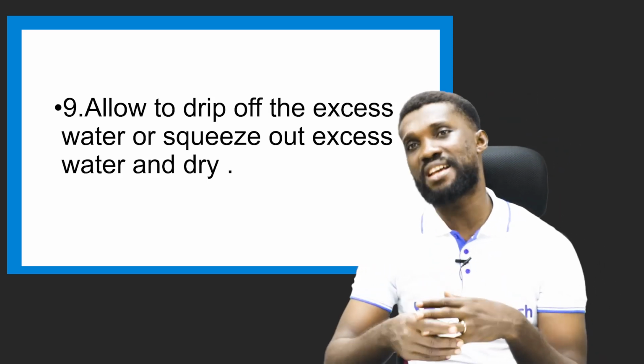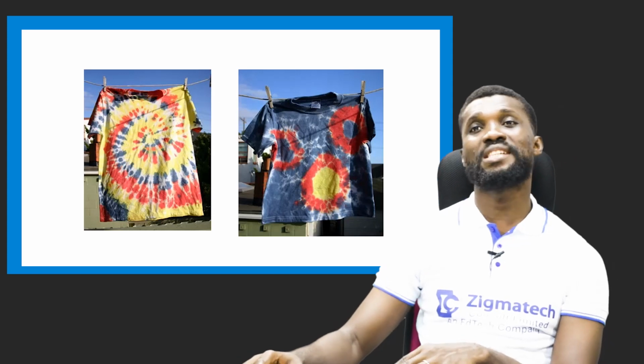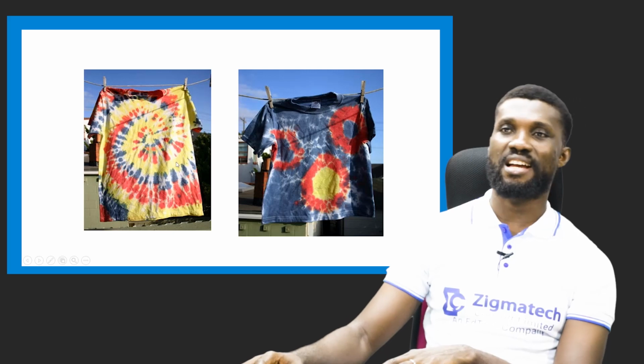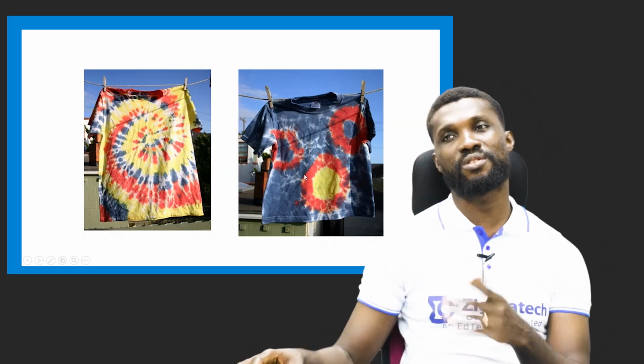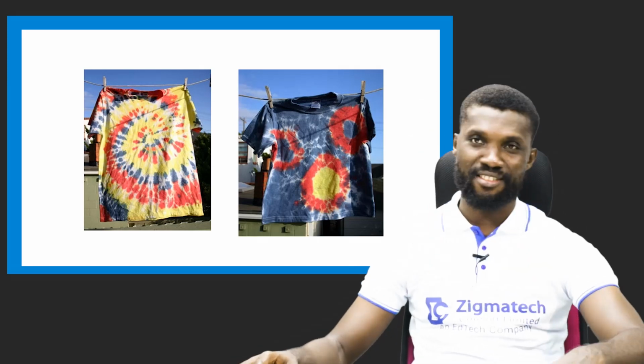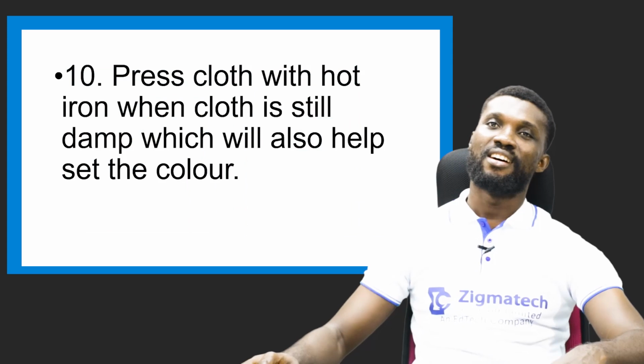You allow the cloth to dry and then boom, it's ready for use. So these are some examples of the finished product of what? Tie and dye fabric. You see how beautiful they come out. I've seen a lot of teenagers flexing this kind of design.